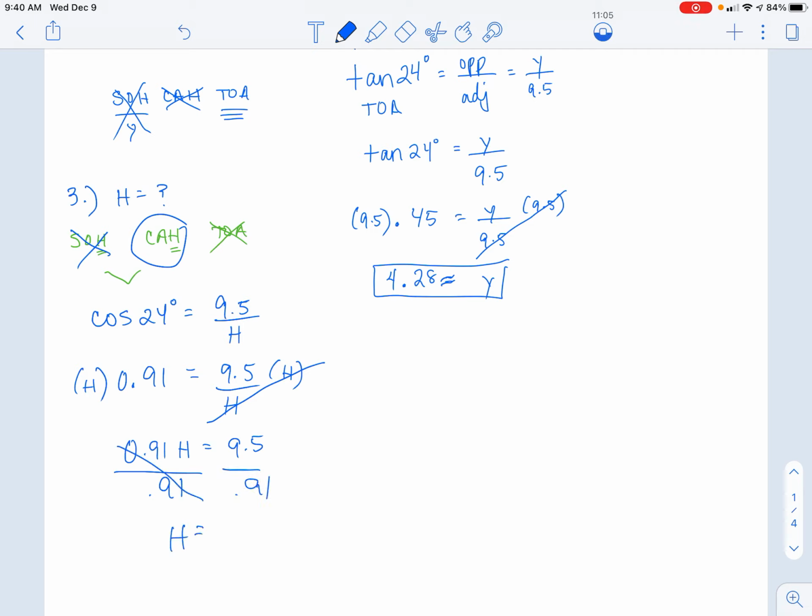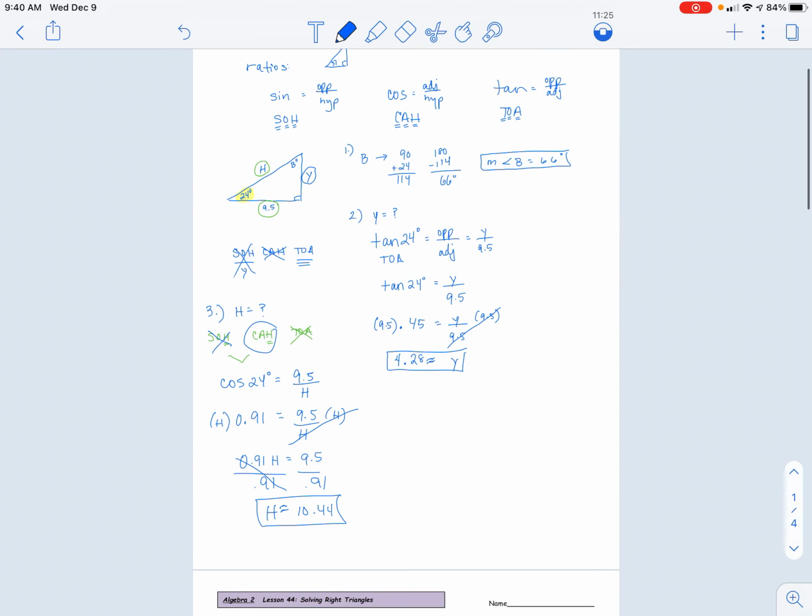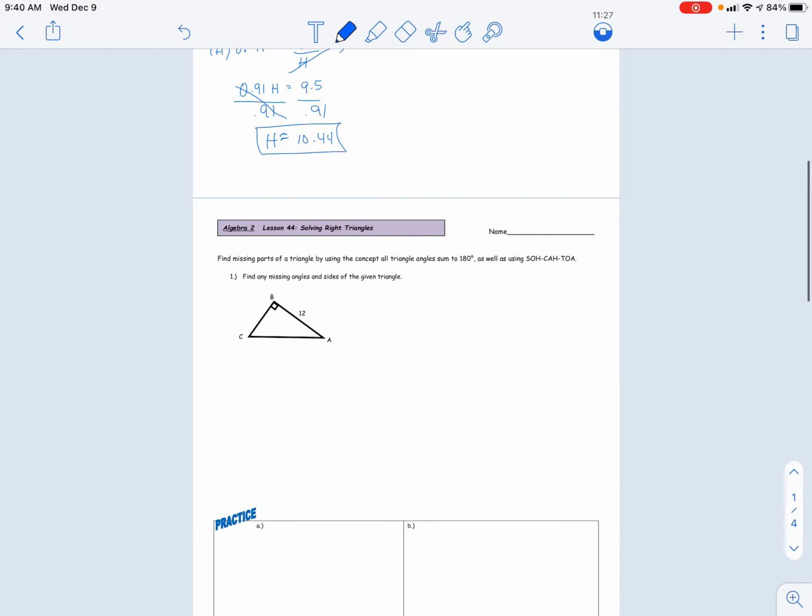So the hypotenuse should end up being 9.5 divided by 0.91, and you end up with 10.439. So it's going to round itself to 10.44. Okay, but that just kind of shows you, I wanted to do an example just so that you could watch, so you could see how I determine which trig function I want to use.